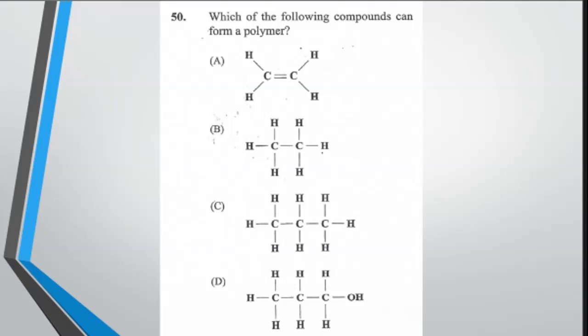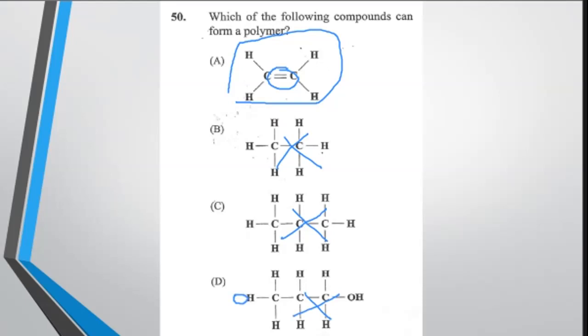So let's look at the options they give us. A can form a polymer because A has a double bond, so it's an alkene. B cannot form a polymer, it's an alkane. C again is an alkane, and D is an alcohol. We don't need an alcohol, we need a diol, something that has 2 alcohol groups. If it had an OH on this side, then it might have been possible. So our only option is A as in apple. A is our answer.